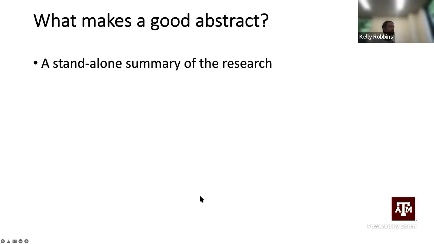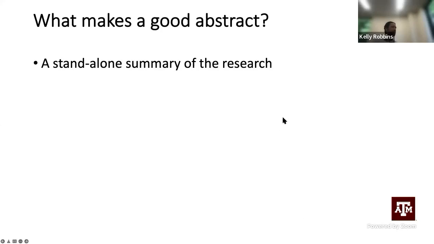All right, so let's just start with what makes a good abstract, right? So the first thing is it needs to be a standalone summary of the research. And so I should be able to read an abstract independent of the paper or independent of any other information that's out there, and I should have a very clear idea of what you did, why you did it, what the results were, and what the conclusions were. And so that's a really critical component of an abstract, and I'll get into maybe some common mistakes a little bit later.